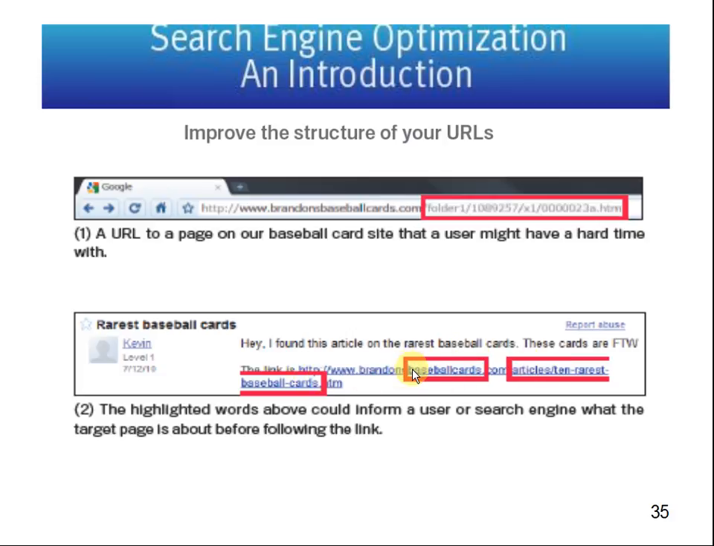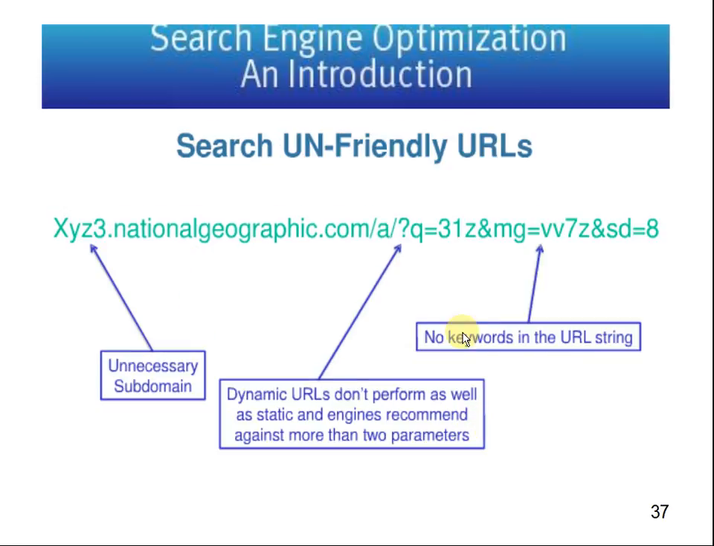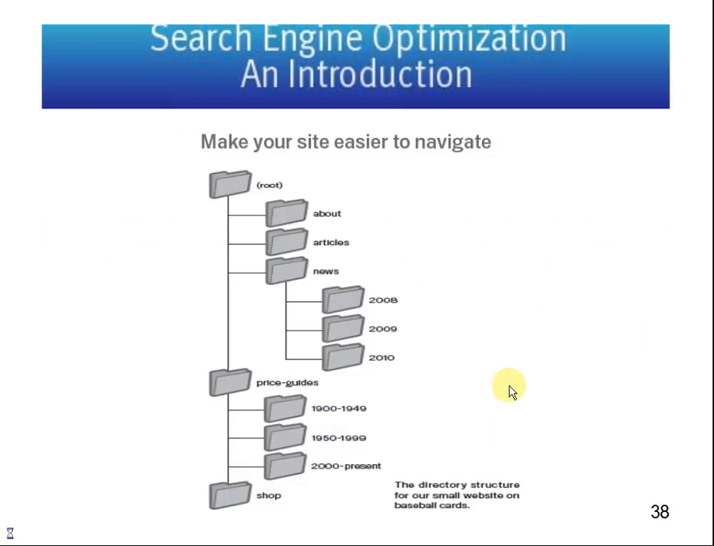See, can you identify what is the meaning of this one? It is very difficult to identify. These are all unfriendly URLs. So you always should have search friendly URLs. And another technique is that it should be navigable. Your site map shall be navigable from one link to another link.